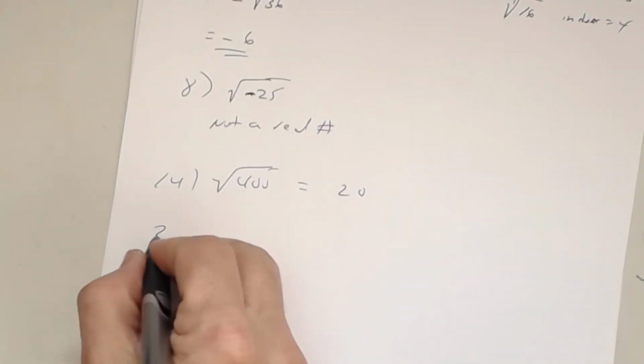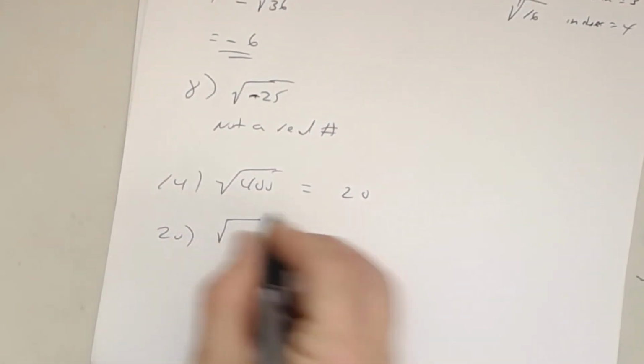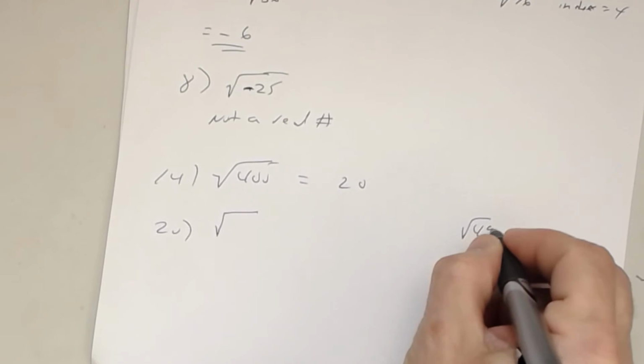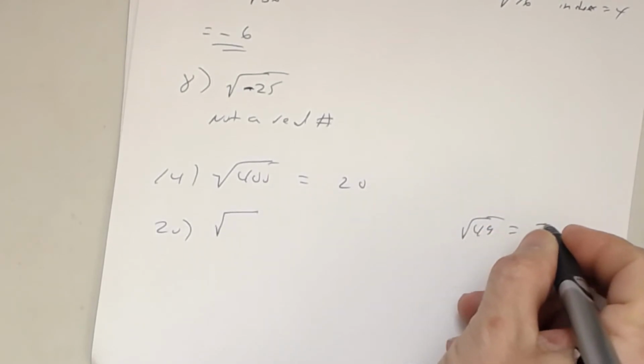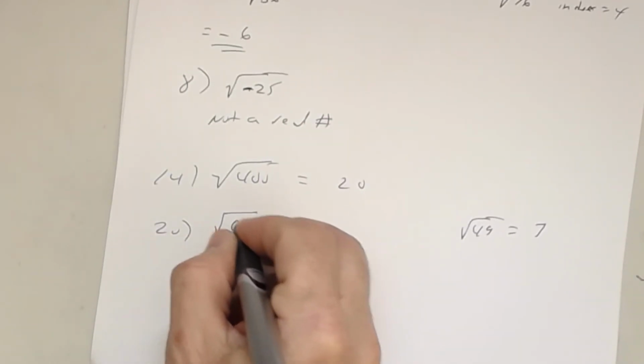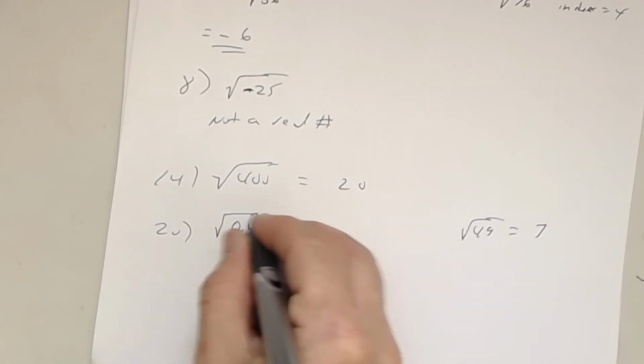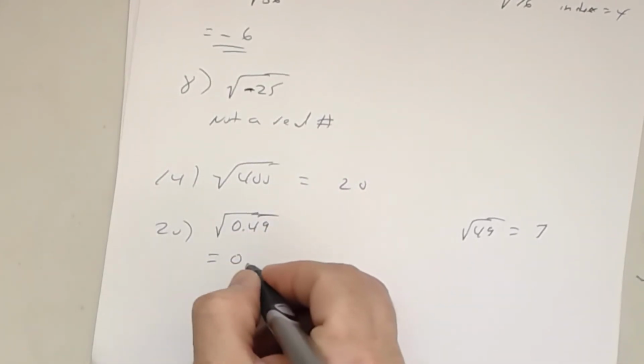Number 20. Okay, if you know, what's the square root of 49? 7. So what do you think is the square root of 0.49? 0.7.